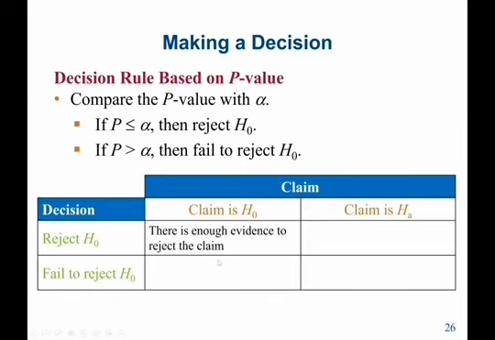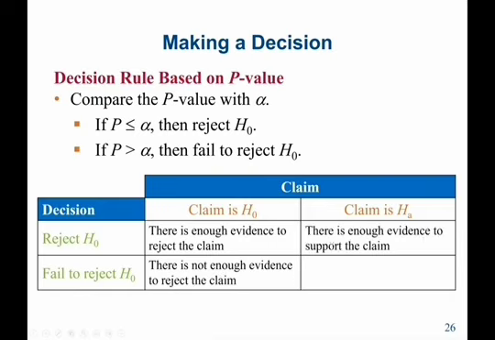So we have a 2x2 table here. HO is the claim. If we reject HO, there's enough evidence to reject the claim. If we fail to reject HO, there's not enough evidence to reject the claim. And there's enough evidence to support the claim. Since HO is saying reject the claim, then HA will be supporting. Then there's not enough evidence to support the claim, because again, here we say there's not enough evidence.